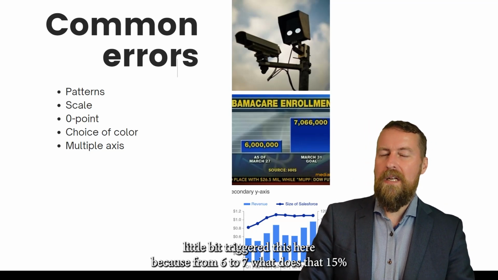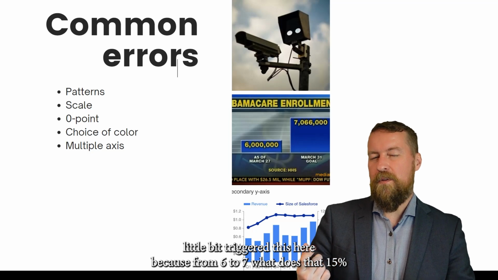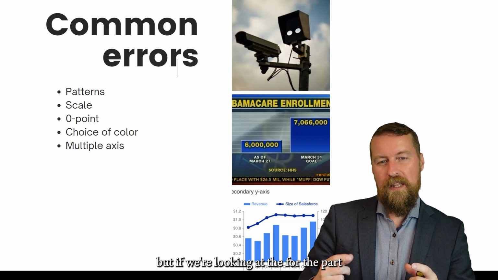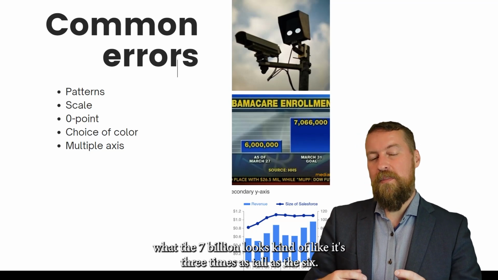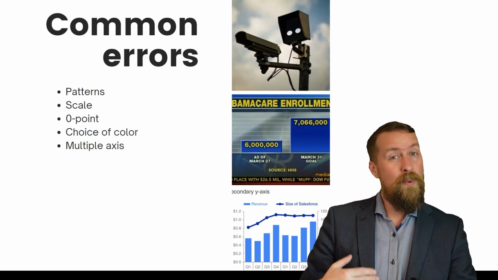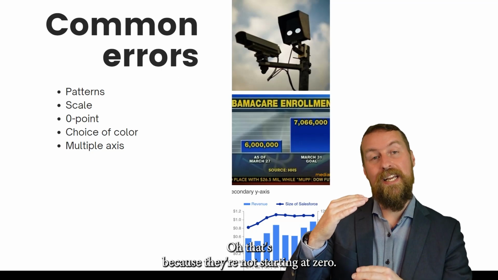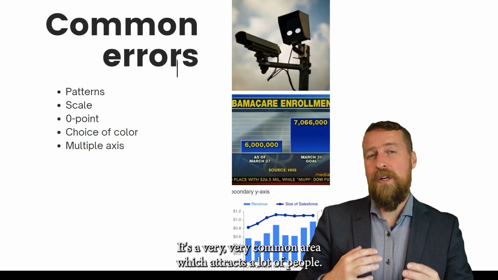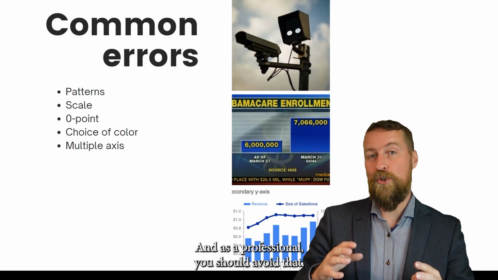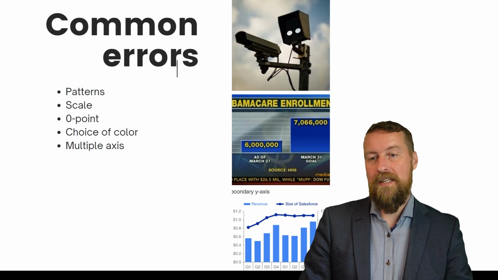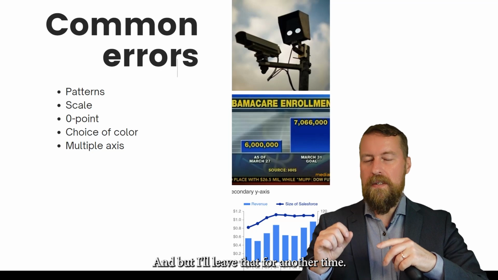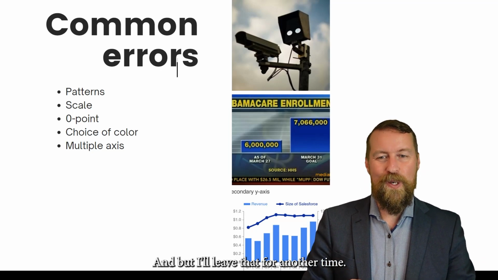Well, there is a little bit of a trick in this, because from 6 to 7, what is that? 15%. But if we're looking at the bar for the 7 million, it looks kind of like it's 3 times as tall as the 6 million. Well, that's because they're not starting at 0. It's a very common error which tricks a lot of people, and as a professional you should avoid that. There are a couple of things that you can do to help it out, but I'll leave that for another time.